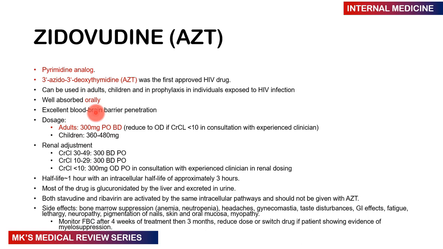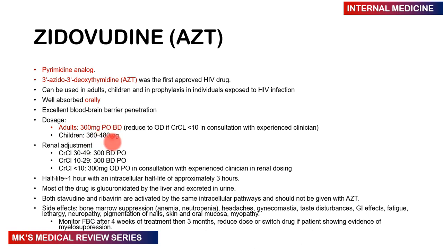Then, of course, the dosage is as follows. We give 300 milligrams orally twice a day, and we can reduce it to once a day if the creatinine clearance is less than 10. But of course, we should consult someone who's experienced, a senior. In children, the dose ranges between 360 to 480 milligrams.